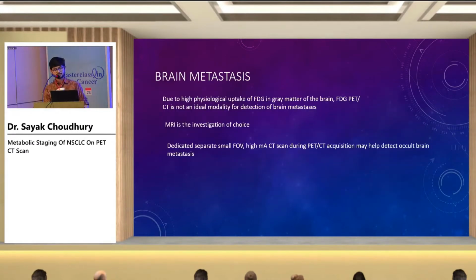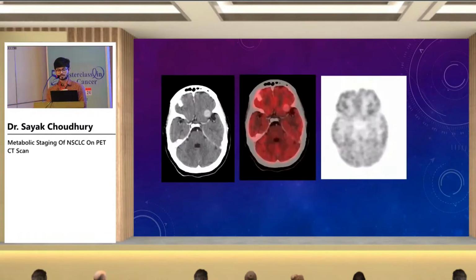So now brain metastasis. Due to high physiological uptake, FDG is obviously not very sensitive in detecting brain metastasis. MRI is the investigation of choice. However, if a dedicated separate brain CT is done during the FDG PET-CT, we can detect a lot of metastasis, and in an asymptomatic patient, the need for MRI may be obviated. Like in this patient, you can see there is barely any FDG uptake, but you can see an enhancing solid lesion in CT.